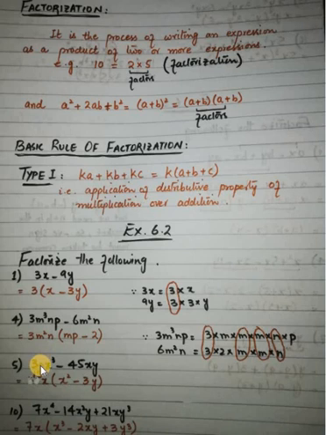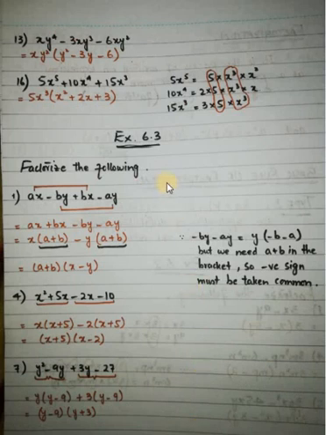Considering question number 5, it is 30x cube minus 45xy. Moving on the same lines, you can see in 30 and 45, 15 is common. Why? Because 30 is 15 into 2 and 45 is 15 into 3. In x cube and x, x is common. So by taking 15x as the common factor, the remainder in the bracket will be x square minus 3y. In question number 13 and in question number 16, you can move on the same lines and you will get the factorized form of the questions.